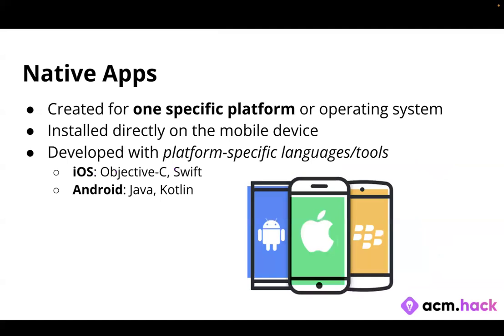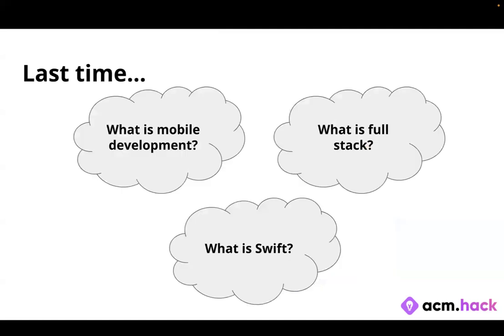So what are native apps? Native apps are applications that are created for one specific platform or operating system, and they're installed directly on the mobile device itself. One characteristic of these native apps is that they're developed with platform-specific languages or tools. For iOS, that means your app is most likely going to be written in Objective-C or Swift. And for Android, your app is most likely going to be written in Java or Kotlin. So of course, we're going to write an iOS app and we're going to use Swift. All right, so that was mobile development. And then we can move on to our next concept.